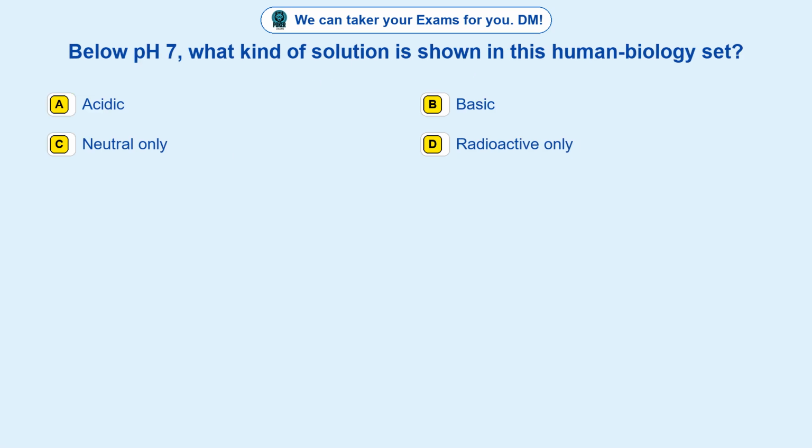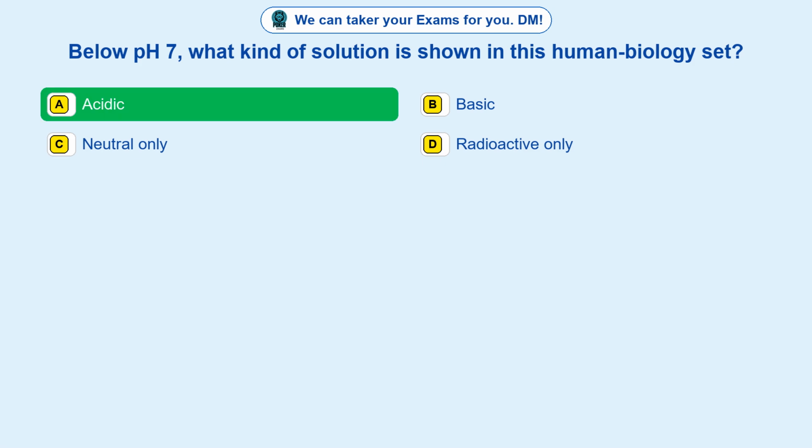Question 35. Below pH 7, what kind of solution is shown in this human biology set? Option A, acidic. Option B, basic. Option C, neutral only. Option D, radioactive only. The correct answer is option A.